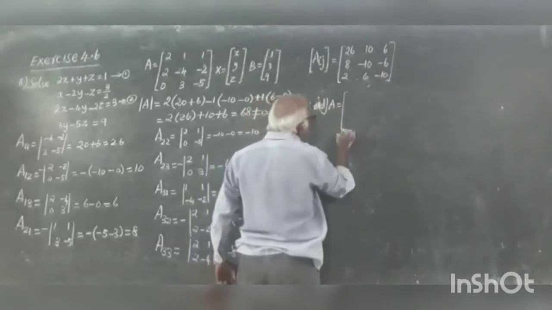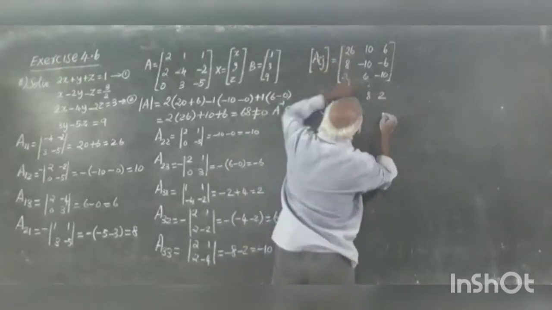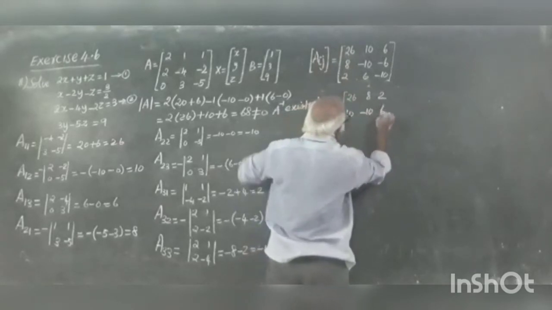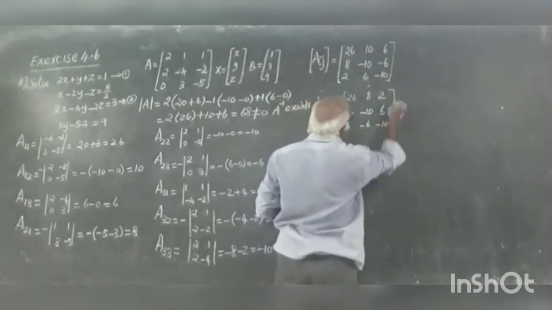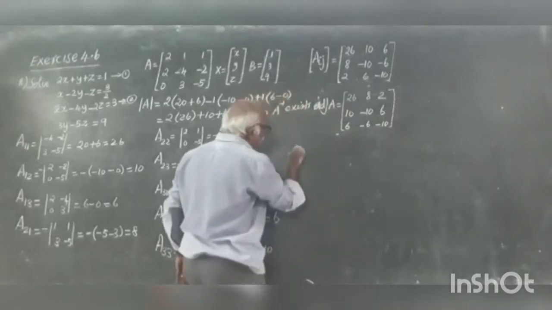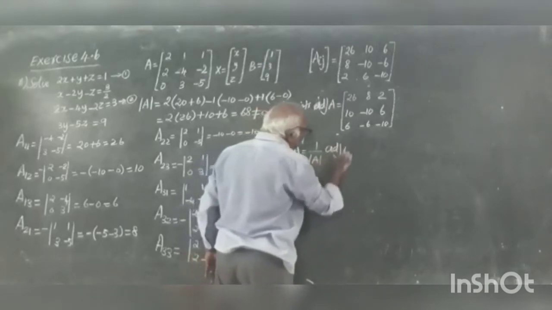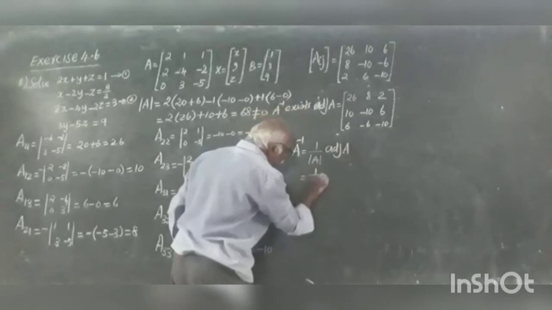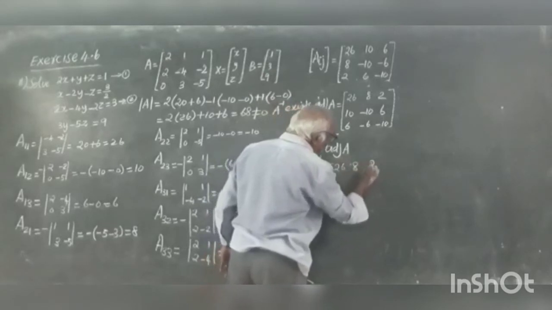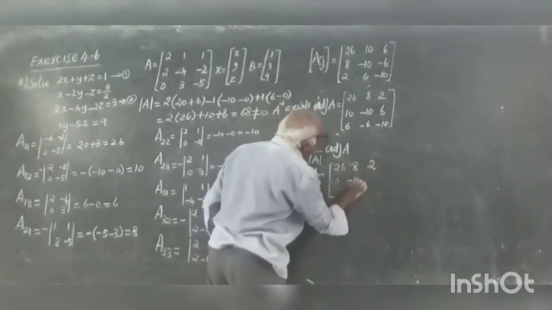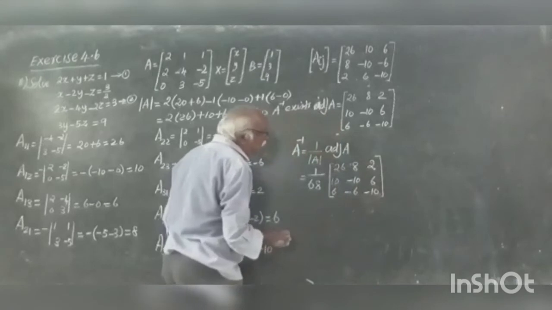Adjoint A is the transpose of the cofactor matrix. The first row becomes the first column, the second row becomes the second column, the third row becomes the third column: 26, 8, 2; 10, minus 10, 6; 6, minus 6, minus 10. Then A inverse is equal to 1 by determinant A into adjoint A, which is 1 by 68 into adjoint A. Then apply it in the matrix equation.